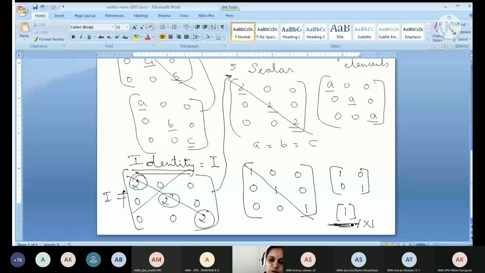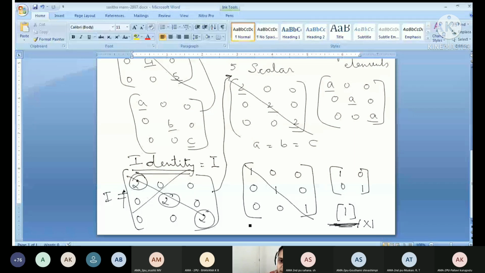Since the number of rows is equal to the number of columns, it is a square matrix. Is it diagonal? Yes, it is a diagonal matrix. Is it scalar? Yes, it is a scalar matrix. Is it identity? Yes, it is an identity matrix. Are you following me?